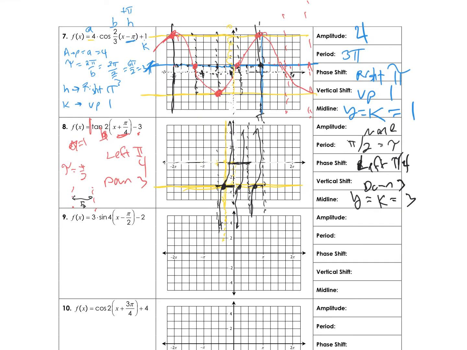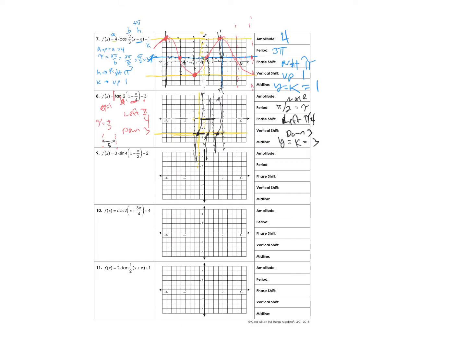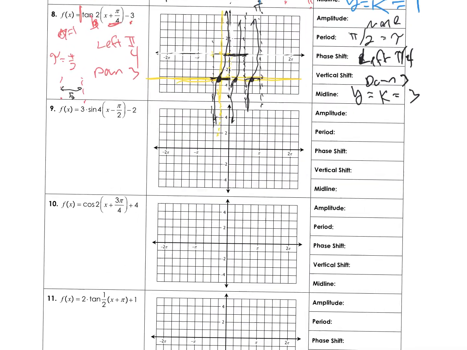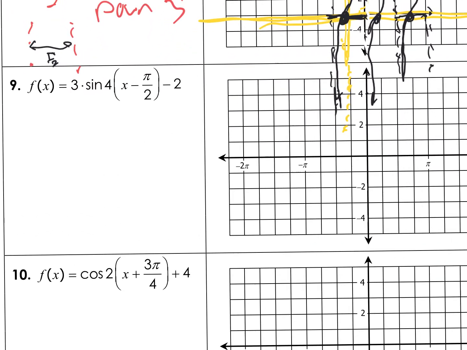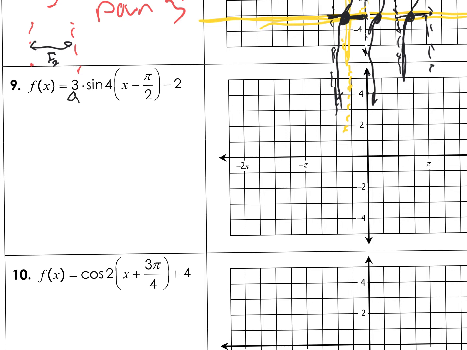Okay, stare at that and drool. The writer filled it up, so you probably should do 1 or 2 more pictures. All right. A sine curve with an amplitude of 3. B is a 4. My H tells me to go to the right, pi over 2. And my K is a negative 2, which means down 2.